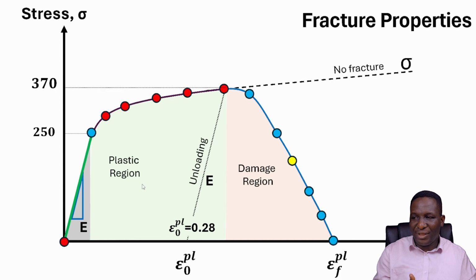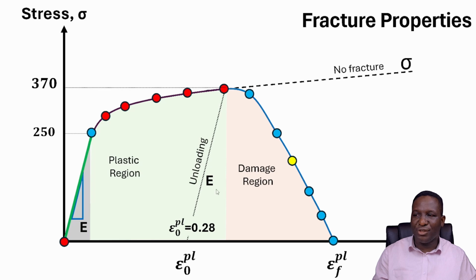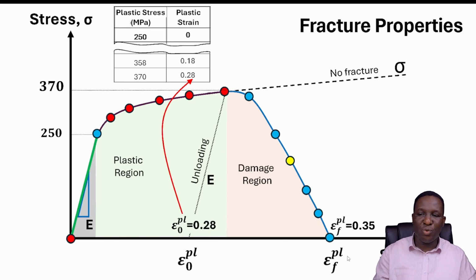So for this case of the model that we are looking at, the maximum plastic strain was 0.28, as we saw earlier on. So this is the biggest plastic strain, the end of our plastic region. But then we also have to note what the final plastic strain would be, the fracture plastic strain. And in this case, we are taking it as 0.35.